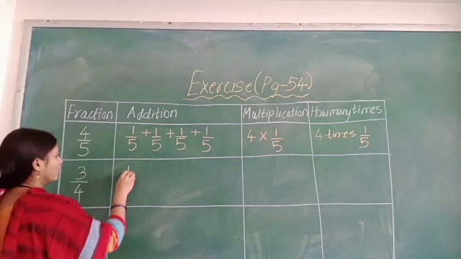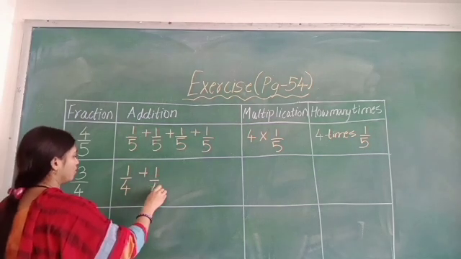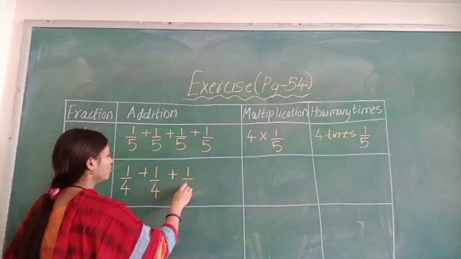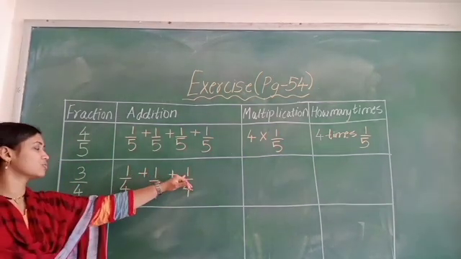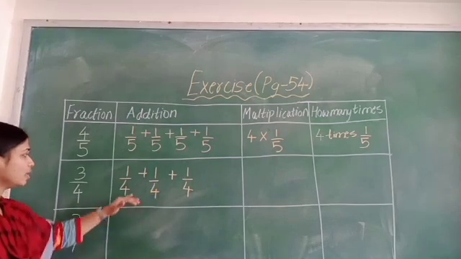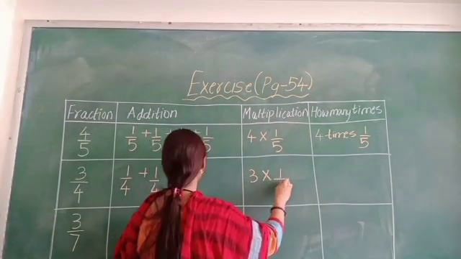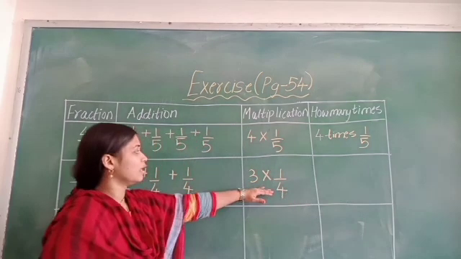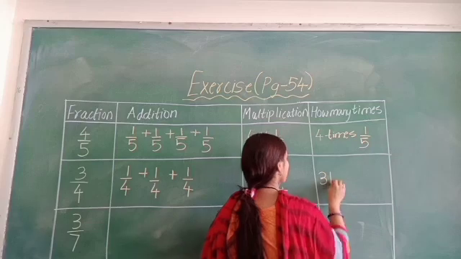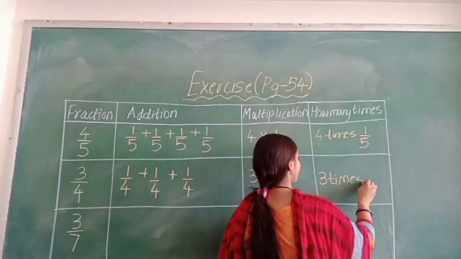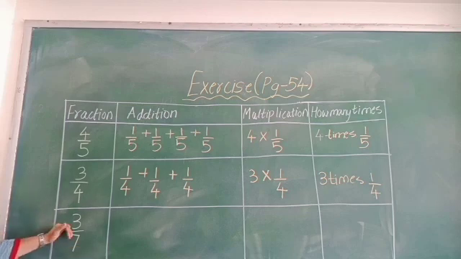3 times. So we will write 1 upon 4 plus 1 upon 4 plus 1 upon 4. It means the total will be 3. 1 plus 1 plus 1 is equal to 3. That means 3 upon 4. So here we will write 3 multiplied by 1 upon 4. And how many times is it? 3 times. So we will write 3 times 1 upon 4.